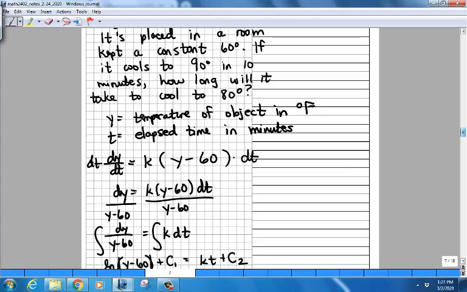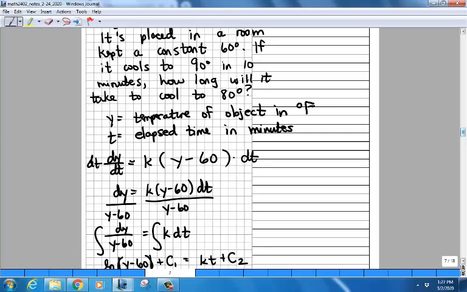We're going to separate the variables first. So we want to get all the y's on one side and, in this case, the t's on the other side. I did that by multiplying both sides by dt, and then I divided both sides by y minus 60, so I came up with dy over (y minus 60), that's all the y's on the left, equal to k times dt, that's all the t's on the right.